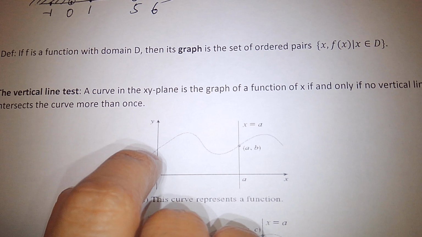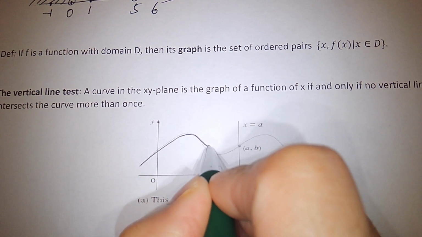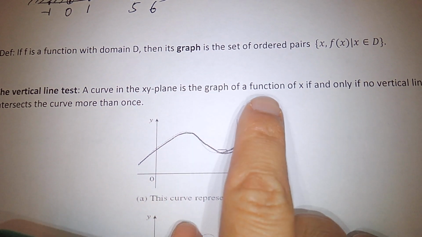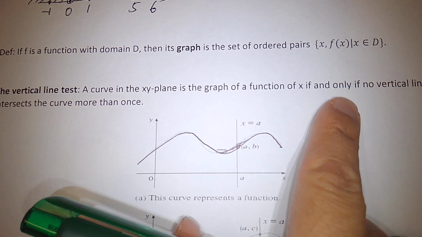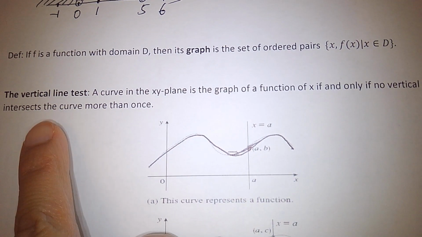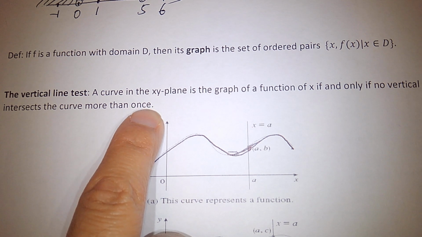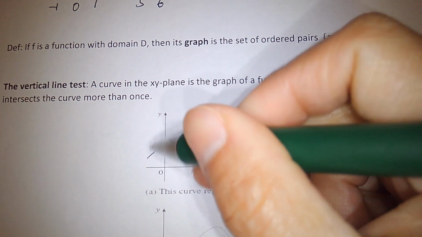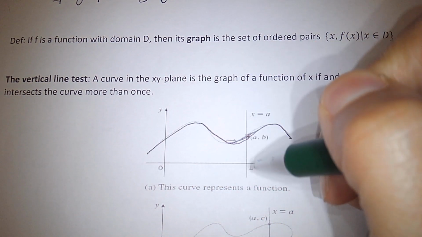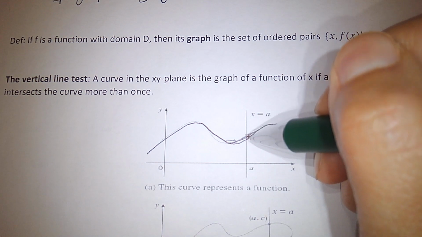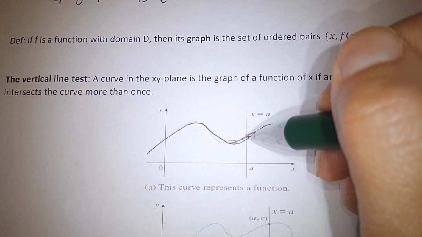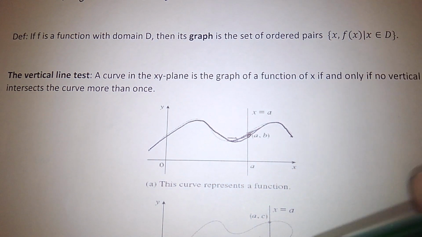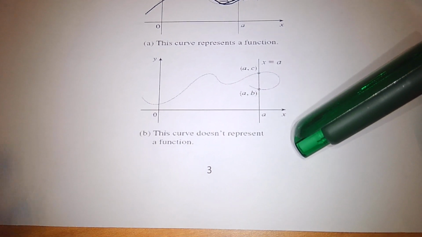A curve in the xy plane is a graph of a function if and only if no vertical line intersects the curve more than once. What does this test tell us? If every time we use any arbitrary vertical line, we intersect the graph, every time we'll have what? At most one intersection. Then this curve is a graph of what? A function.